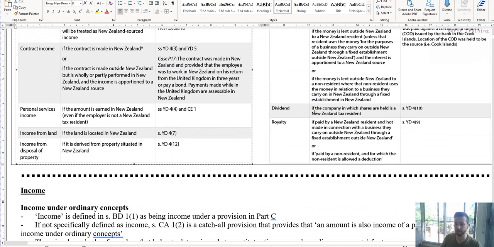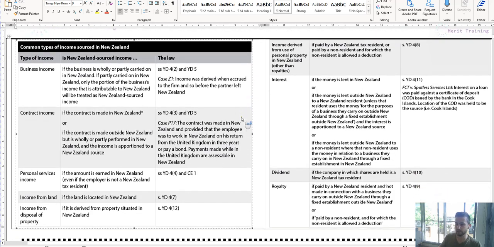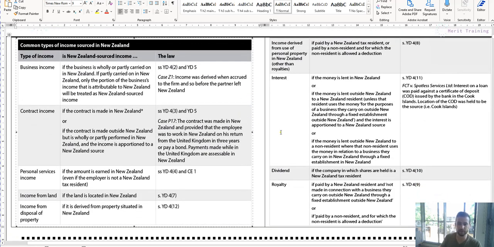And then dividends: if the company in which the shares are held is a New Zealand tax resident, that would be New Zealand income. And then finally, royalty. If this is paid by a New Zealand resident and not made in connection with a business they carry on outside of New Zealand, or if it's paid by a non-resident who is allowed a deduction. So ultimately, there are a lot of confusing rules there in terms of where the income is sourced in determining whether it's New Zealand or not.